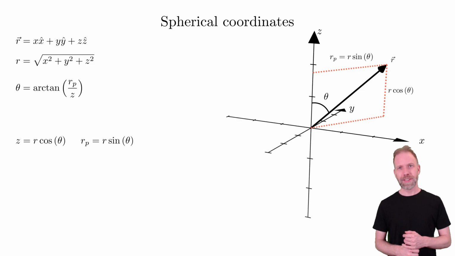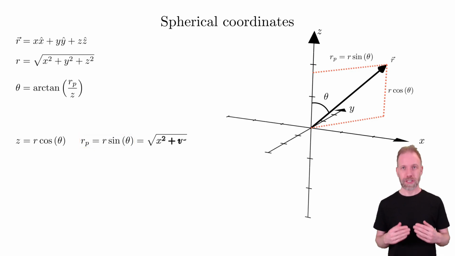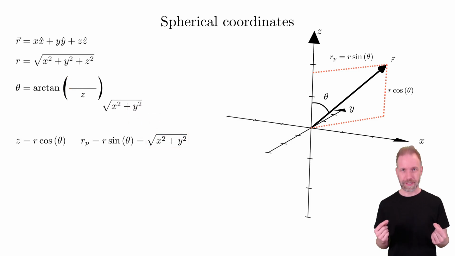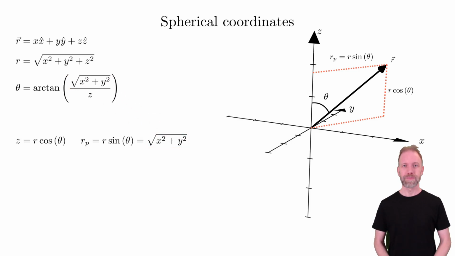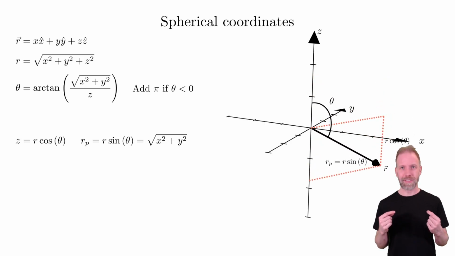The theta value is given by arctan of rp over z. We can also write that rp is the length of the vector in the xy plane, or square root of x squared plus y squared. As rp isn't normally used for spherical coordinates, insert its expression instead. Also note that for negative z, where arctan gives a negative theta, you should add 180 degrees, or pi radians, to the angle.